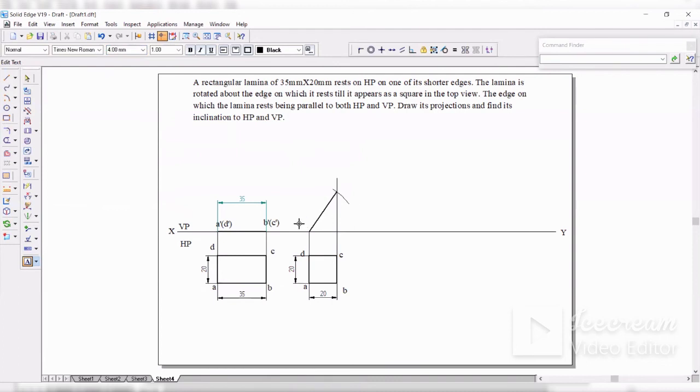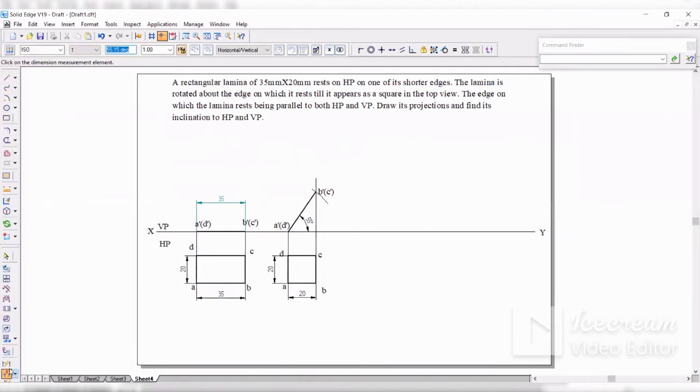Now this is A dash in bracket D dash. This point is B dash bracket C dash. So to get the dimension of the angle between these two, again the angle like this, this is 55 degrees.